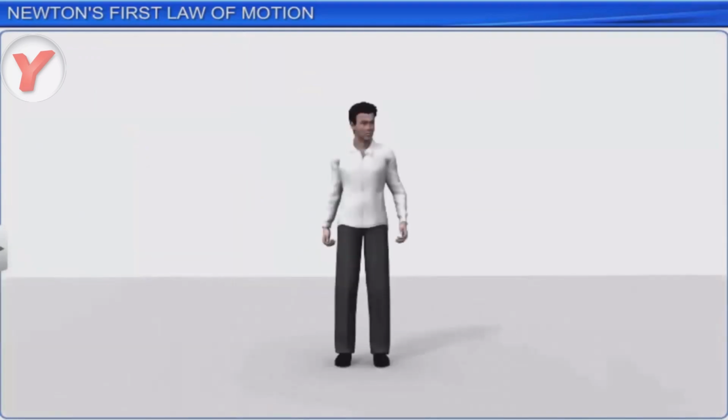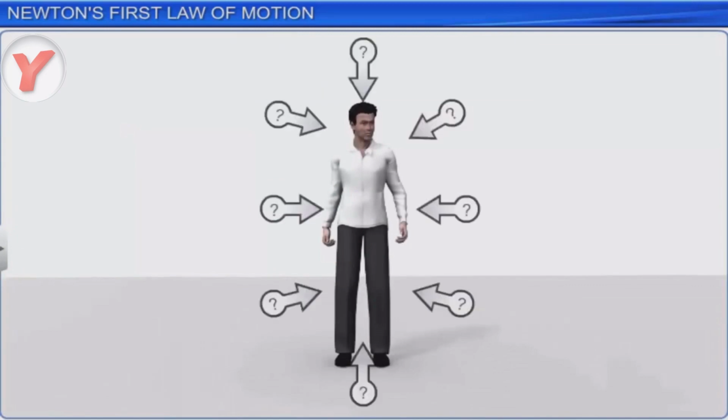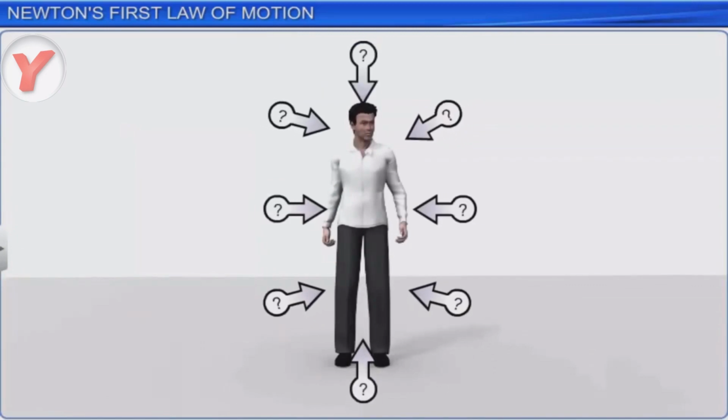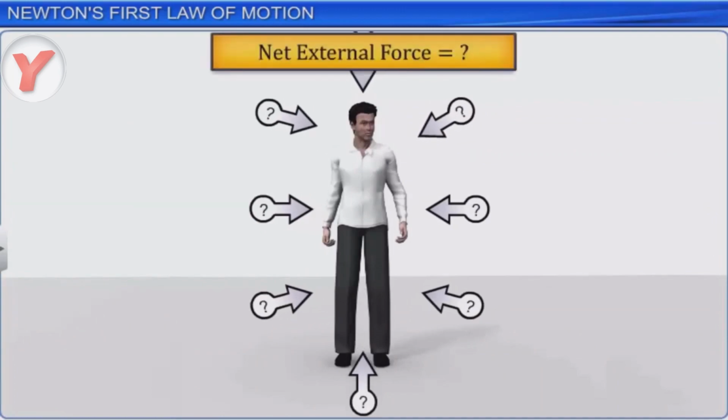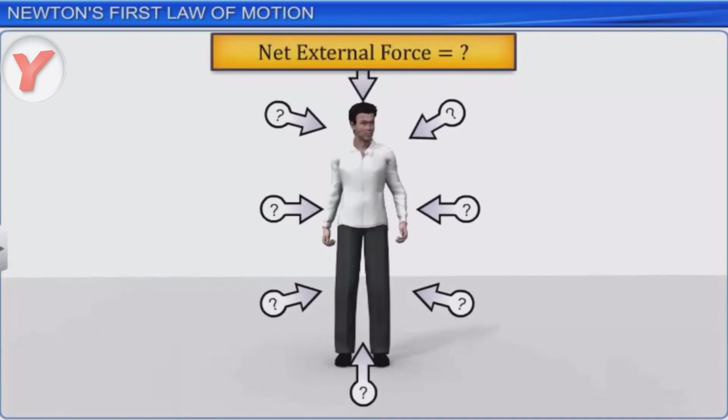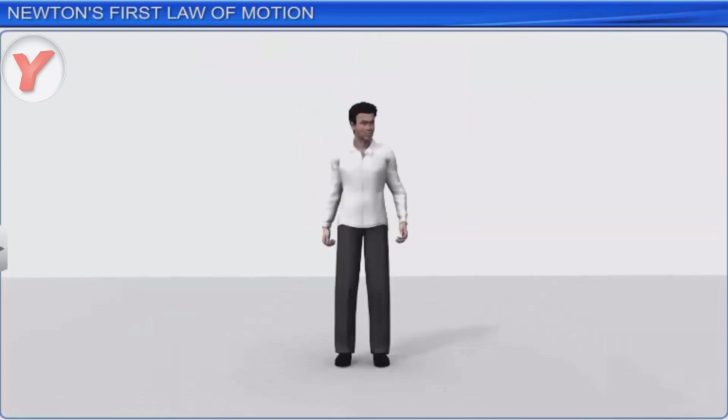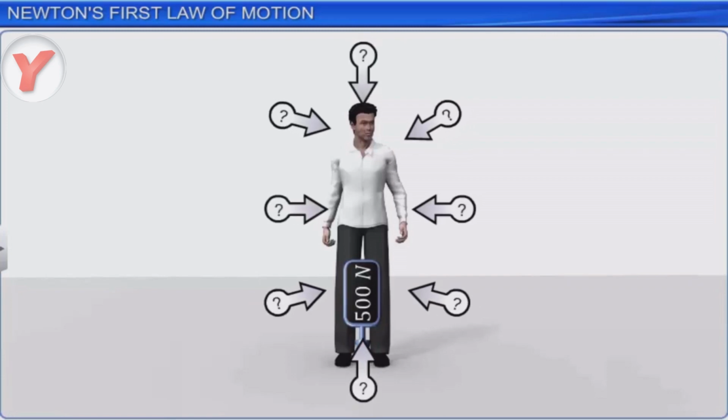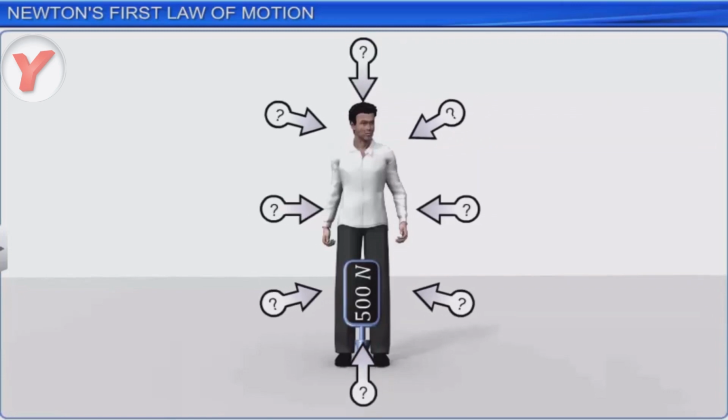When you are standing on firm horizontal ground, what are the external forces acting on you? What is the net external force acting on you? Let us try to answer the first question. The first thing that comes to mind is your own weight, say 500 Newton. This force acts vertically downwards. Is there any other external force acting on you?